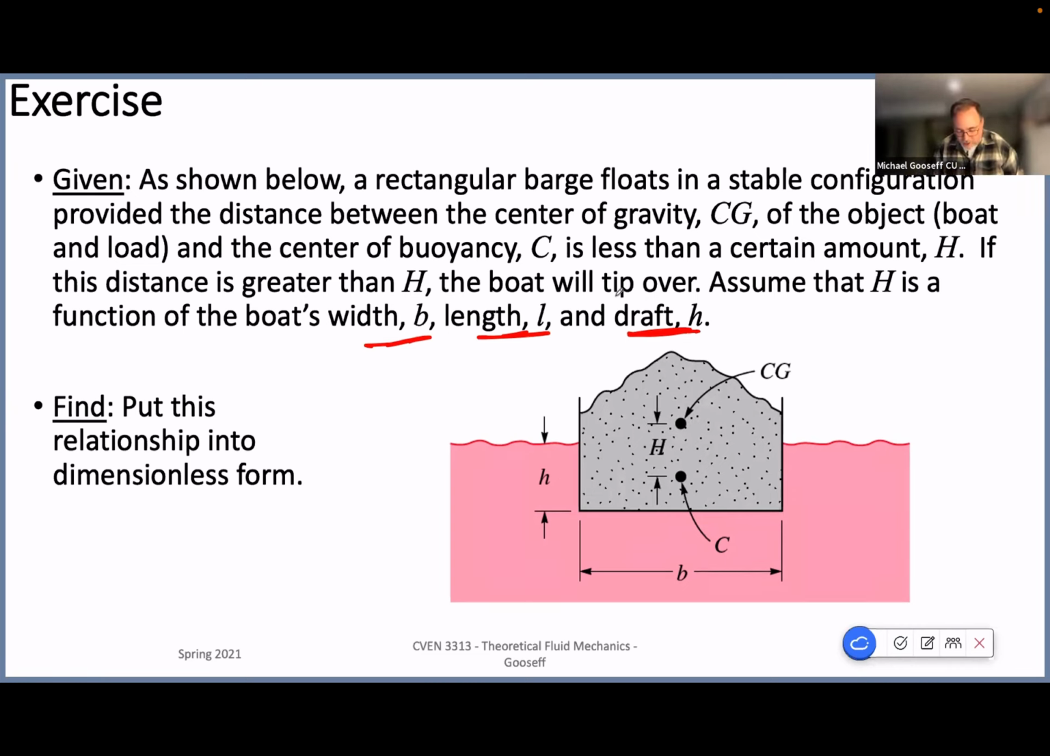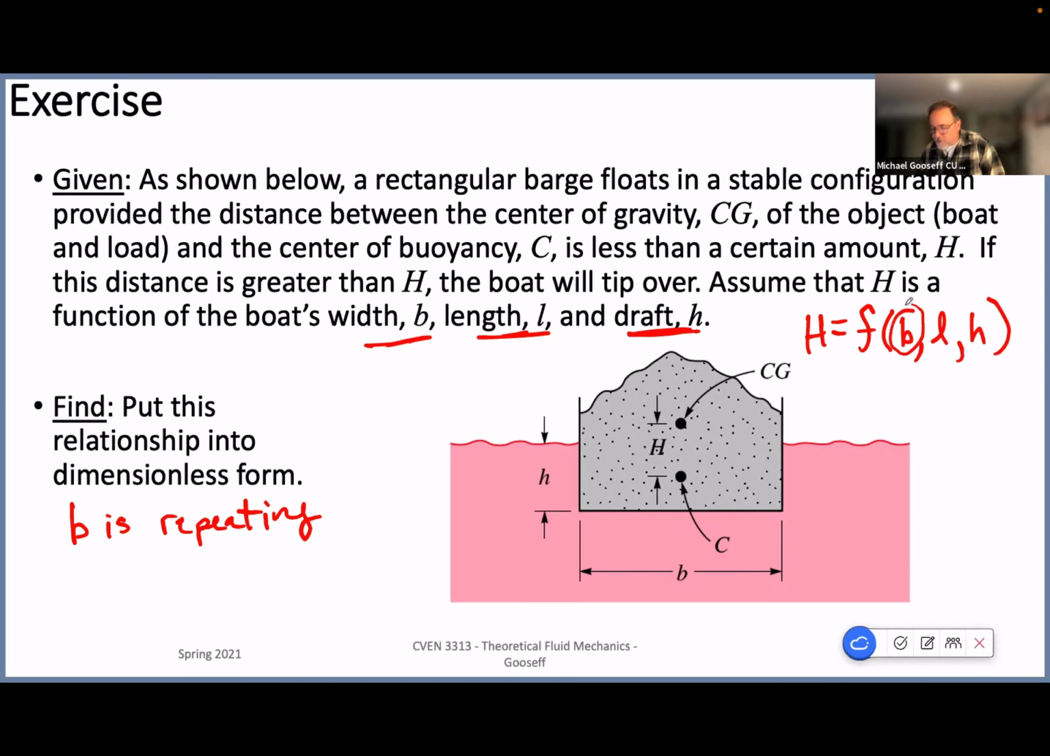The one thing I'll note is that B is repeating. So that's our repeating variable here, just to provide that as a given. Now we've got 1, 2, 3, 4. So H is equal to some function of B, L, and h. And of course, B is our repeater, right? So we've got 1, 2, 3, 4. K equals 4 parameters.